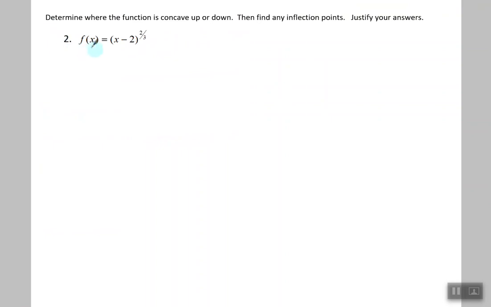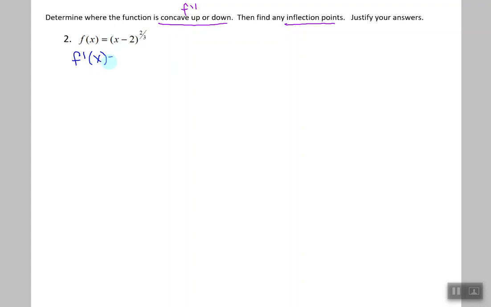Number 2, f of x equals the quantity x minus 2 to the 2/3 power. Again, we're finding where the function is concave up or down, so we need to look at investigating the second derivative, find the inflection points, and of course, justify our answers. So to find the second derivative, we've got to go through our first derivative first.